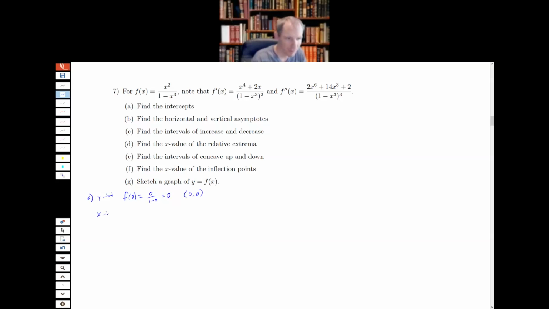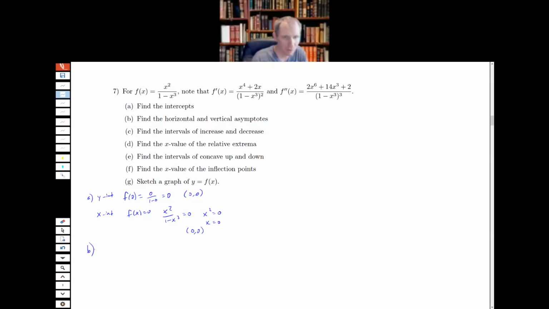Okay. For the x-intercept, I want to figure out where is the function equal to 0, right? Plug in 0 for y and solve for x. So I have x squared over 1 minus x cubed equals 0. A fraction is 0 when the numerator is 0. So I get x equals 0. I get the same point. Okay. So 0, 0 is doing double duty. It's the only x-intercept and it is the y-intercept.